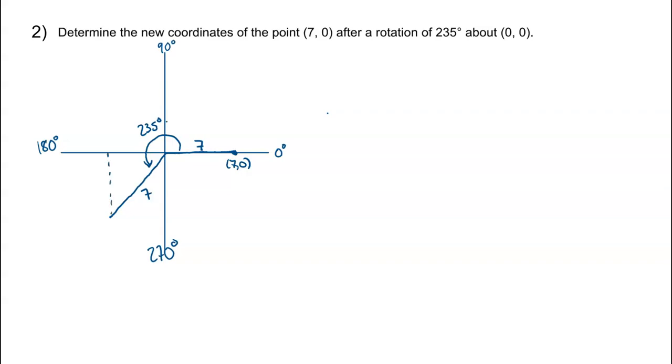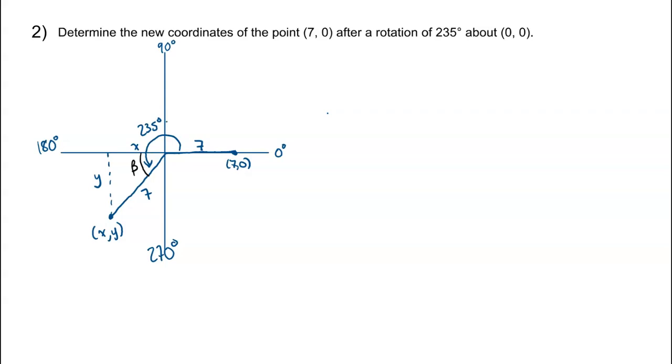That's going to have the same length as that terminal arm, so that's still going to be 7. What we're trying to do is figure out the coordinates of the point at the end. Notice that this forms a right triangle, and we have an x and a y coordinate. Both are going to be negative here, because the x value is negative, and it's also below the x-axis, so the y value is negative.